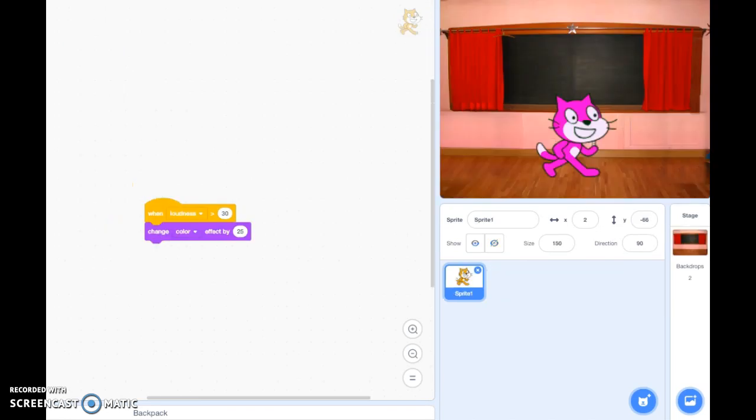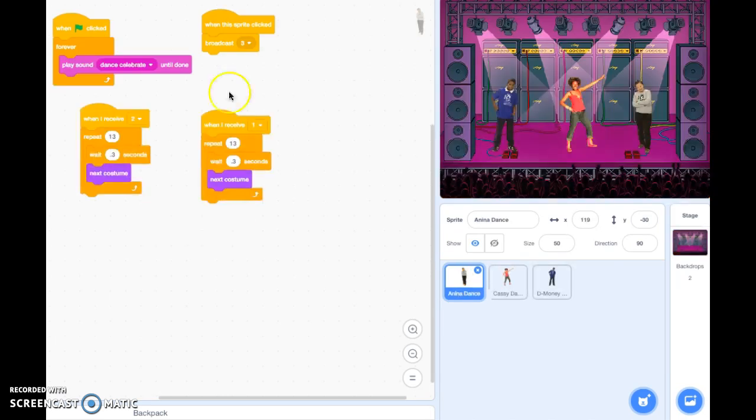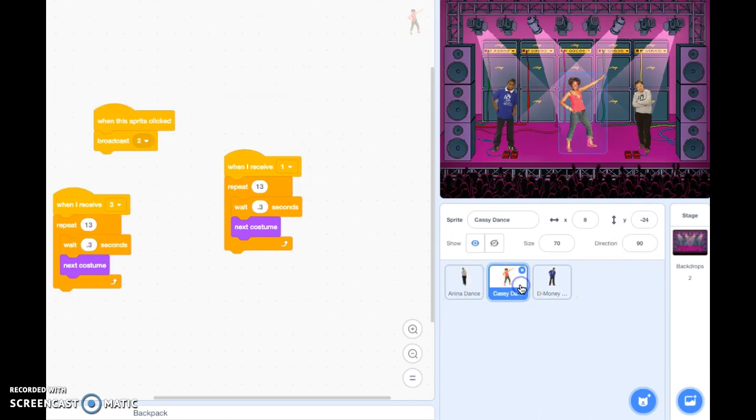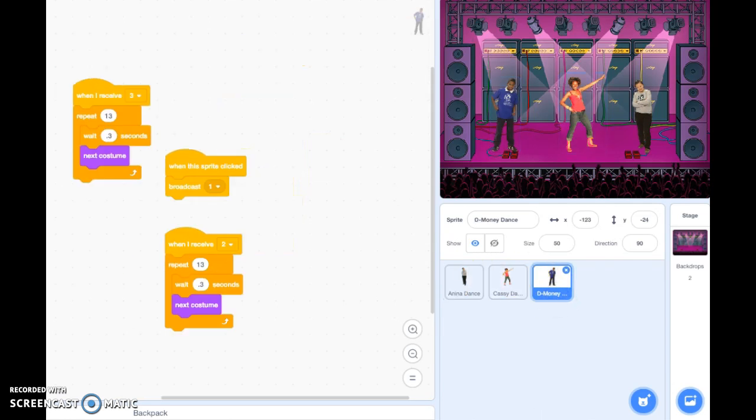Alright. And then here's one of my favorites, and I talked about it in my reflection. It changes color when it hears sound, and here's what it does. Alright. And here's the next one. This was puzzle number 8. And that is the coding for the dancers, and here's what it does.